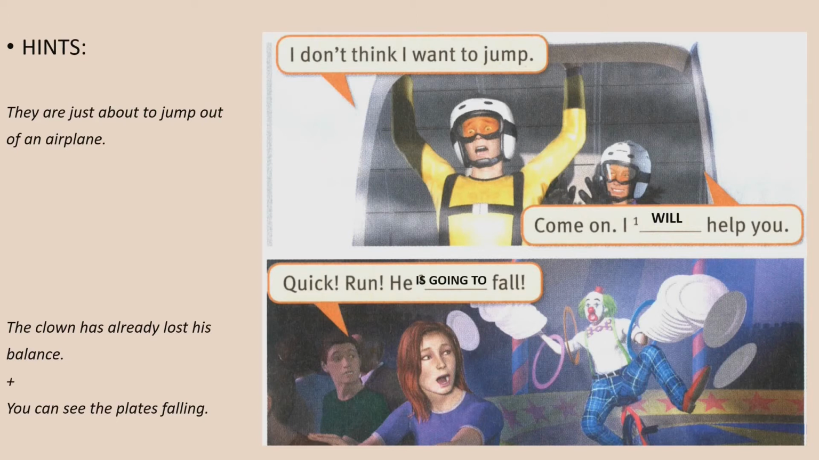On the other hand, in the second picture you can see a clown who has obviously lost his balance, and you can see the plates falling. Because of that, you have to write he is going to fall here.